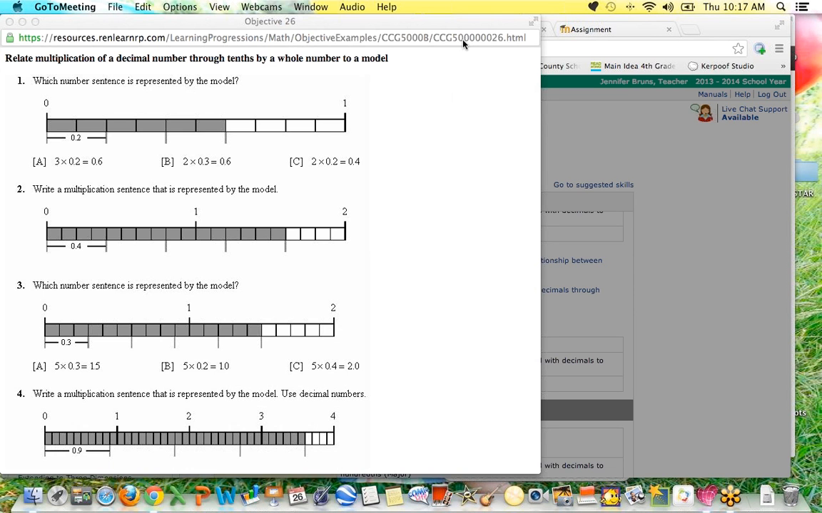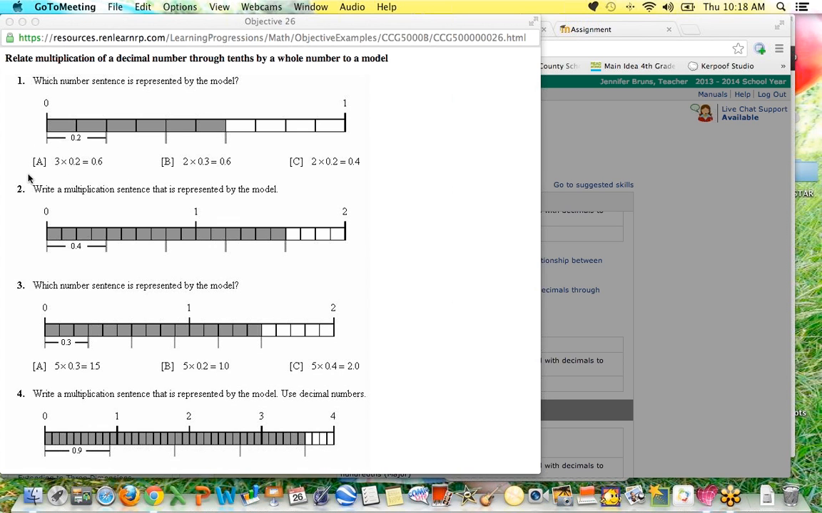All right, so this one tricked us a little bit. And maybe it's because it's kind of small on your screen. But look, guys, I have 3 sections of 0.2. Okay, so here's 0.1, here's 0.2. So 3 sections of 0.2. So my answer would be 3 times 0.2. So the answer would be A.